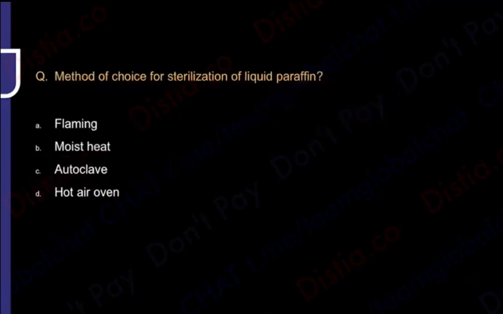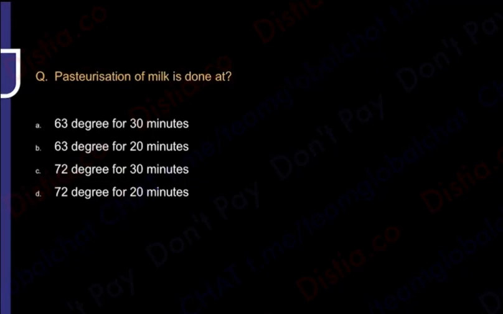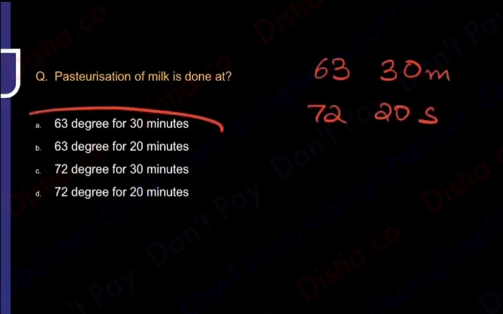Picking up the next question. All PYQs I'm doing. What is the method of choice of sterilization of liquid paraffin? Liquid paraffin, all waxy, greasy, oily, powdery, all of them are going to go into the hot air oven. Let's pick up one more question. Pasteurization of milk is done at, ma'am, there are two options here, 63 degree for 30 minutes or 72 degree for 20 seconds, and the first option only I can see, 63 degree for 30 minutes. Absolutely correct. Don't want to read the rest and confuse myself.